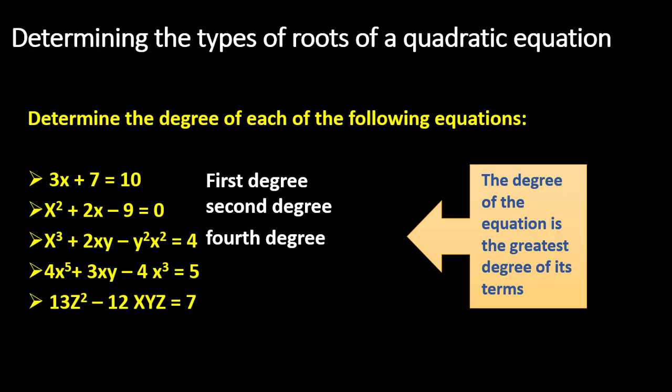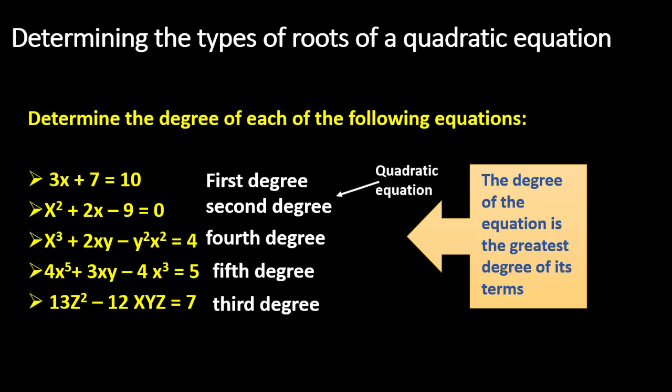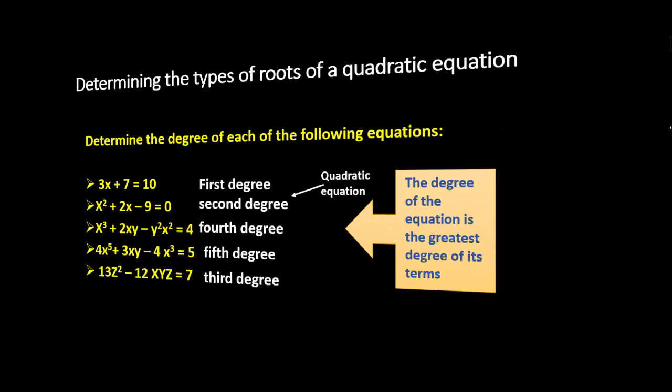Number 4, here I have 5, 2, and 3. So this is from the fifth degree. The last one, I have here the second degree and here the third degree. So this equation is from the third degree. The equation from the second degree is called quadratic equation. So this equation is an equation from the second degree in one variable.